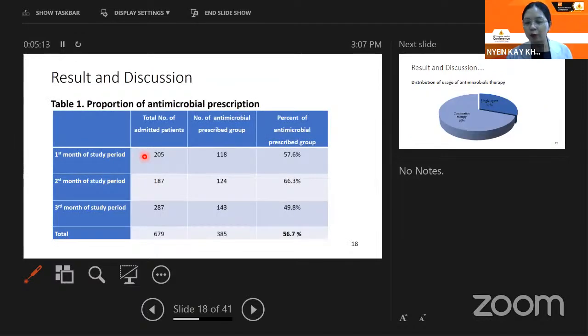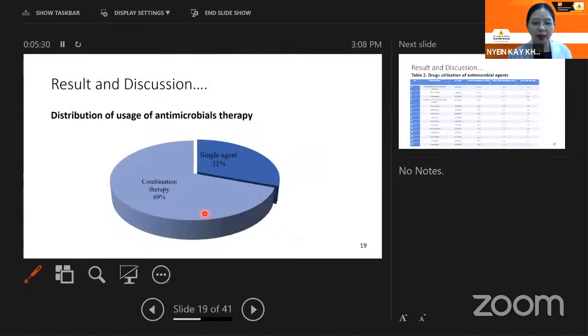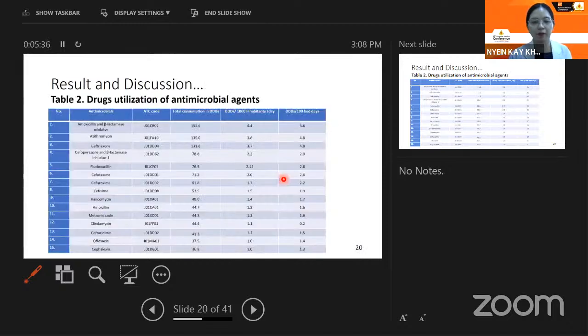This table shows the proportion of antimicrobial prescription amongst the total number of admitted patients. 385 patients were prescribed antimicrobials. The percentage was 56.7%. Among them, 69% were given combination therapy and 31% were given single therapy.